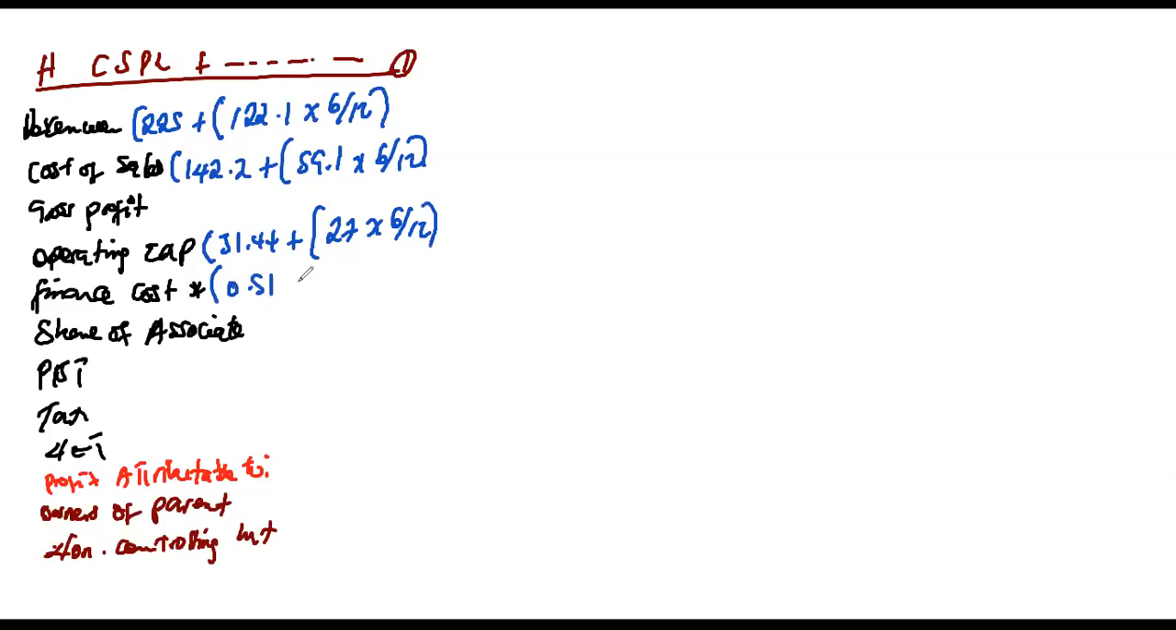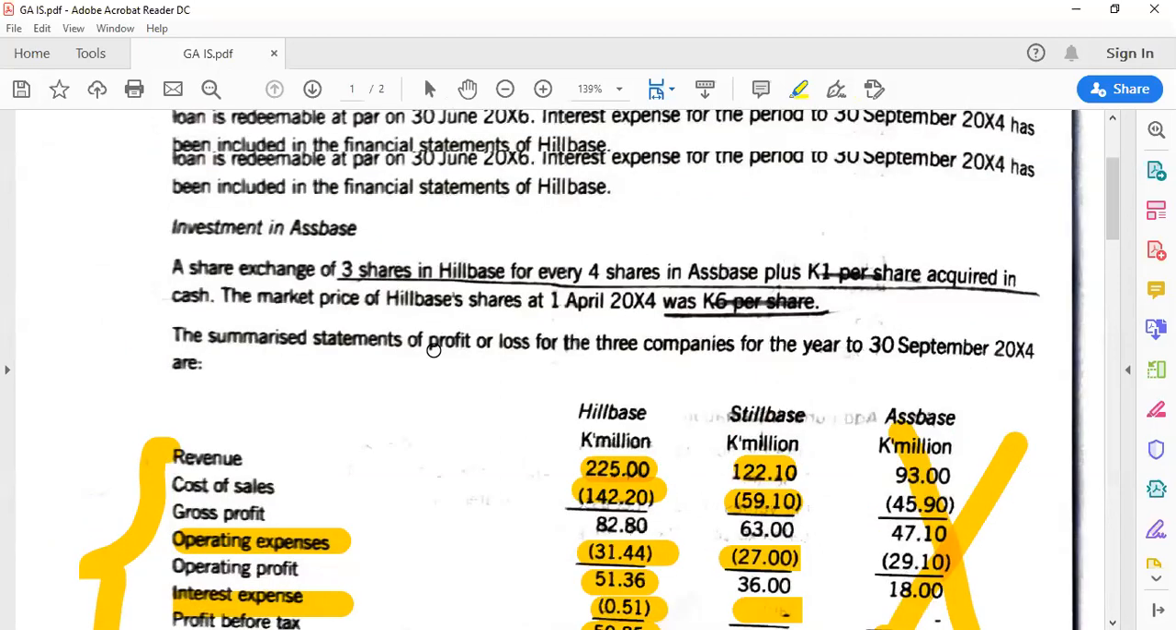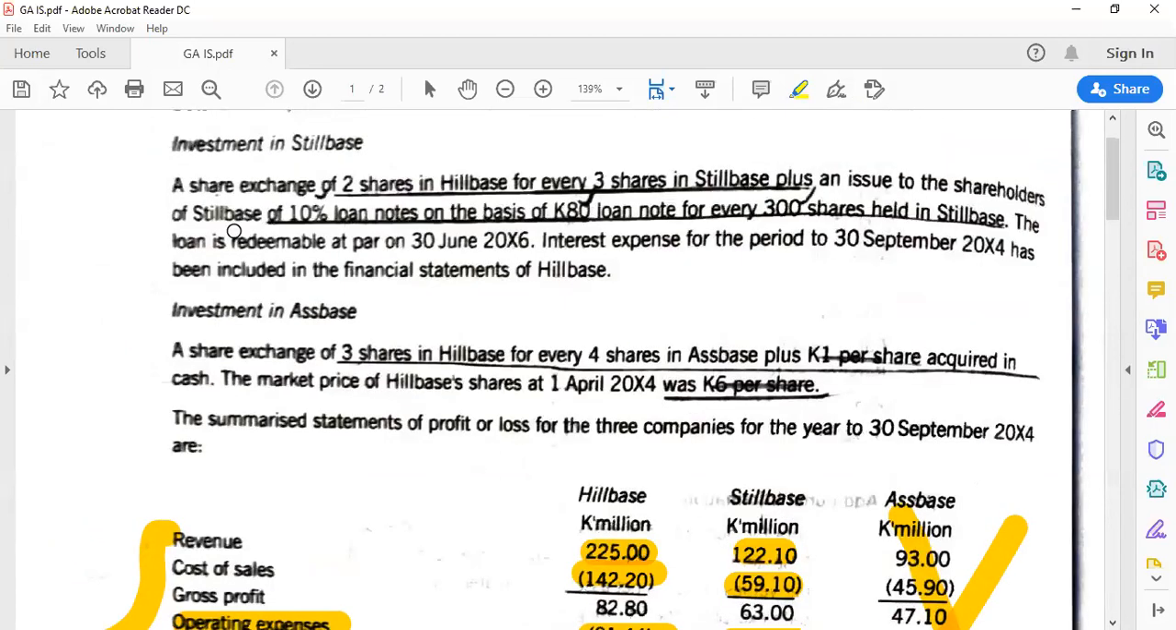The reason is simple. Because the subsidiary also, in the question, we are going to discover something here. Let me just take you back to the question so that you see what I mean here. We're not going to close it. We are going to leave it because there is some form of expense to be paid. Have you seen? 10% loan notes. Have you seen? There's a loan, 10% loan note. So there's going to be some interest.